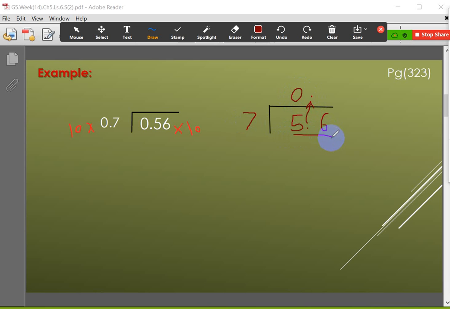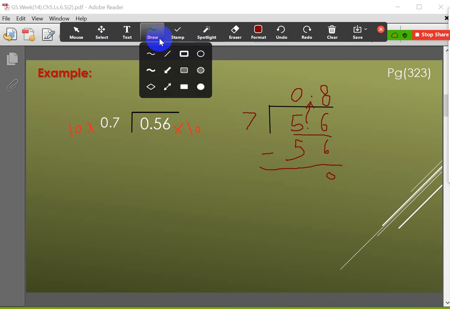Now, the number becomes 56. 56 divided by 7. What's the number that if I multiply it by 7 the answer will be 56? It's 8. Very good. So I will put 8 in the tenths place, then I will multiply 8 by 7. 8 times 7 equals 56. Okay, then I will subtract. So 6 minus 6 equals 0.